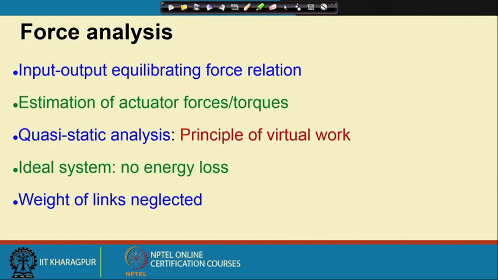We have discussed that the input output equilibrating forces is what we are interested in. This helps us in estimating the actuator forces or torques required. We will use quasi-static analysis using the principle of virtual work. That means there are no dynamic forces in our analysis. We will consider ideal systems, which means there is no energy loss, no dissipation. The weight of the links is neglected in this analysis.